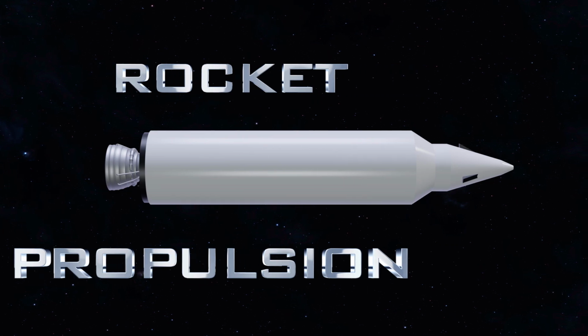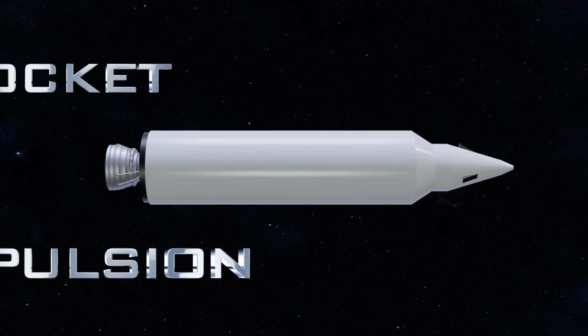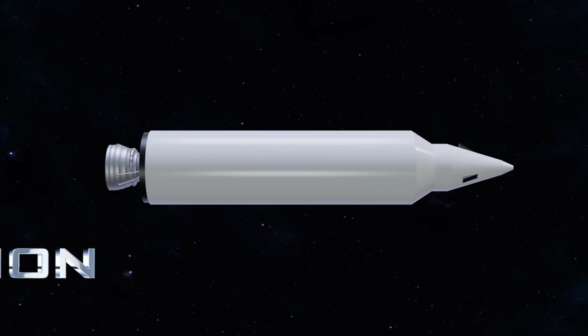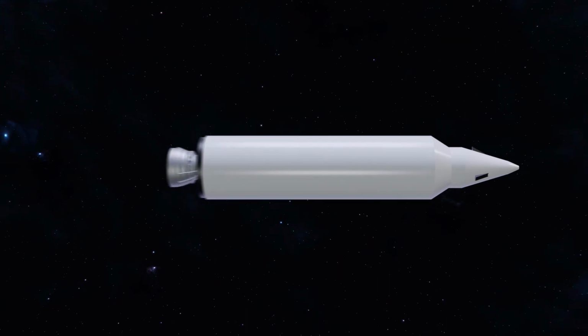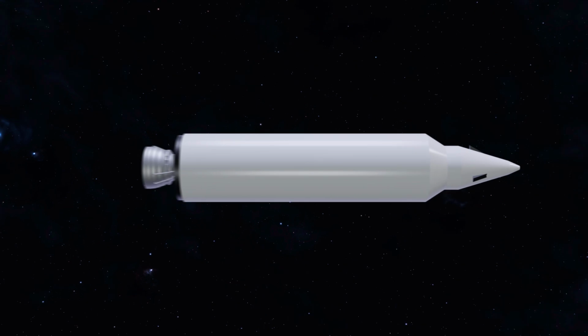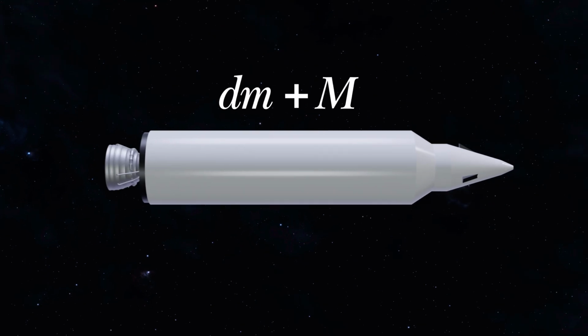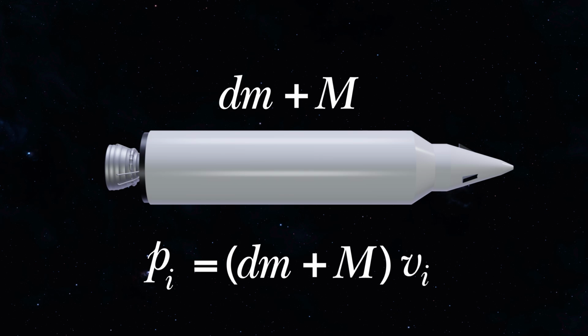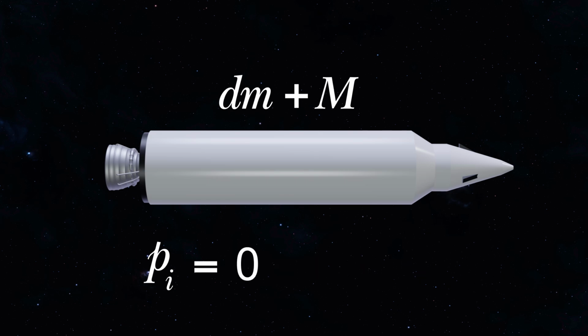In this video, we'll learn how a rocket moves in free space. Suppose we have a rocket and its engine is turned off. Its initial speed is 0 relative to the Earth. The rocket has mass dm plus m, so its initial momentum equals its initial mass times its initial speed, which we consider to be 0. So the initial momentum of the rocket is also 0.